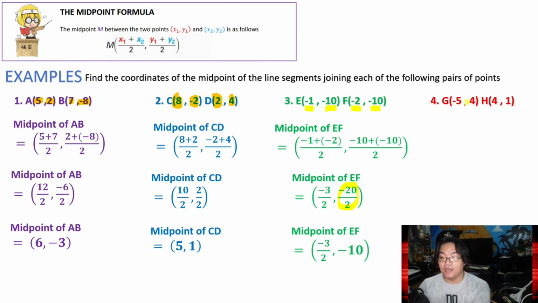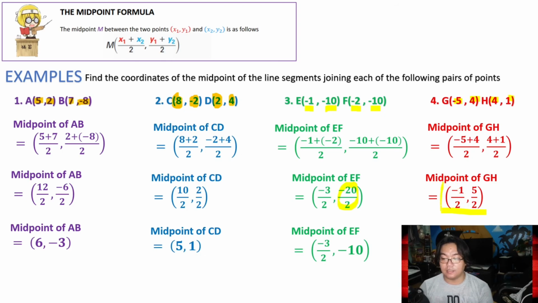And for the last one, we have to add -5 plus 4 for the formula, divided by 2, and then 4 plus 1 divided by 2. Therefore, the midpoint of GH is located at -0.5 for x, and 2.5 or 5 over 2 for the y-coordinate. I hope you learned something in today's video about the midpoint formula.